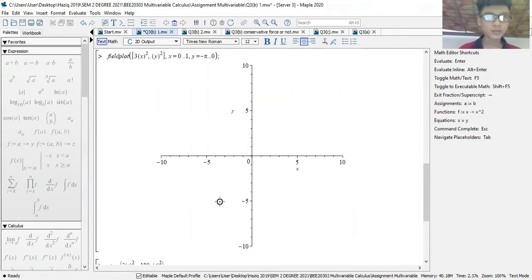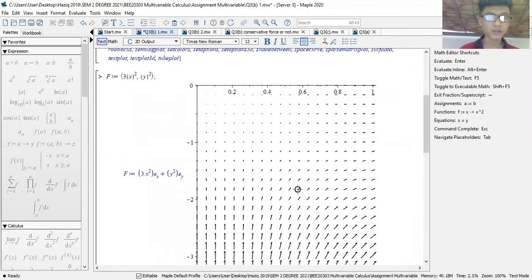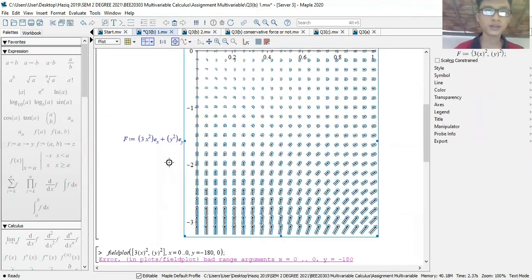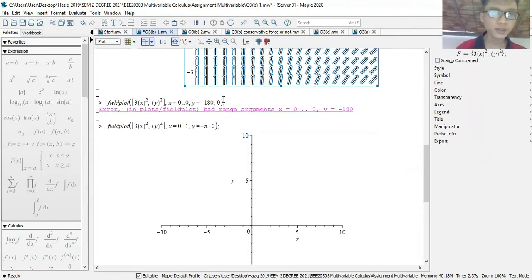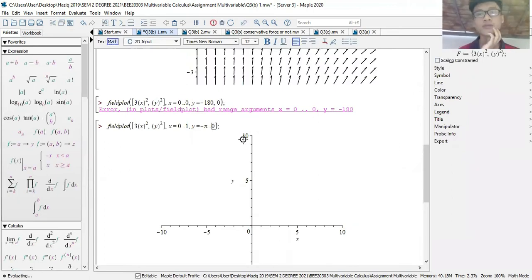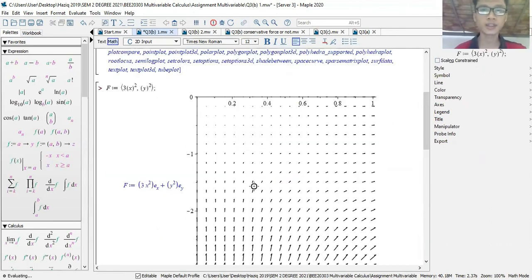So how do I get the field plot is actually over here, this column. Because it's 0, 0, 0 to 0 and negative 5 to 0. So negative 5 is actually negative 180. So you will get this graph.